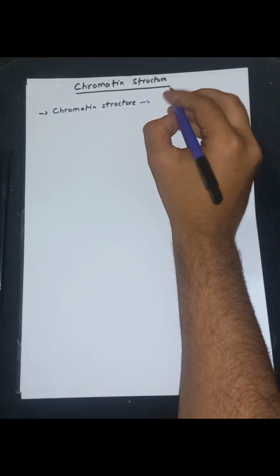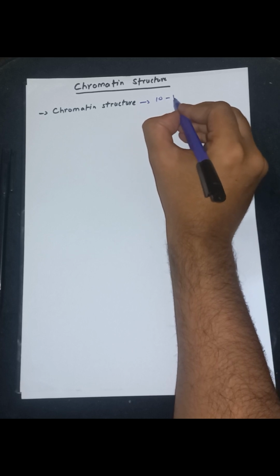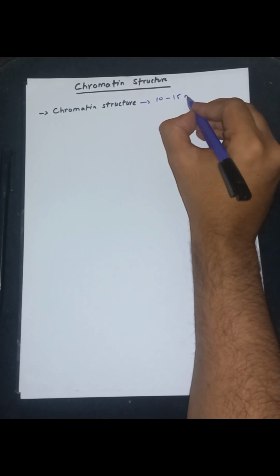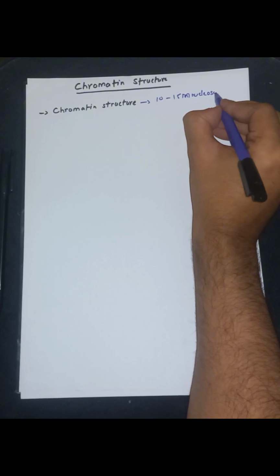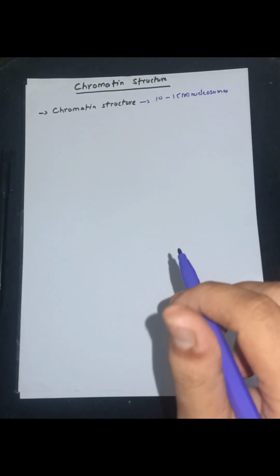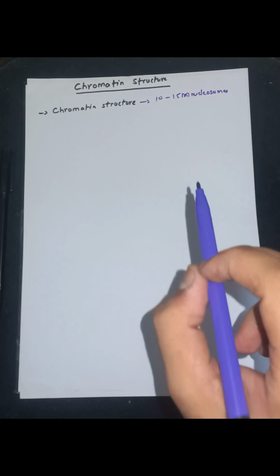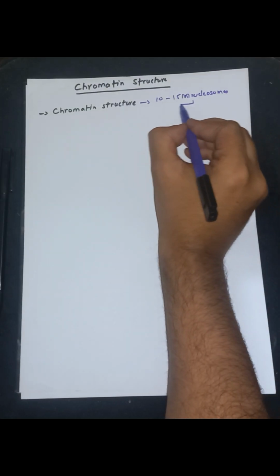It is made up of 15 to 20 million nucleosomes. Okay, so chromatin is made up of 10 to 15 million nucleosomes. So what was this nucleosome again? Let's get here.